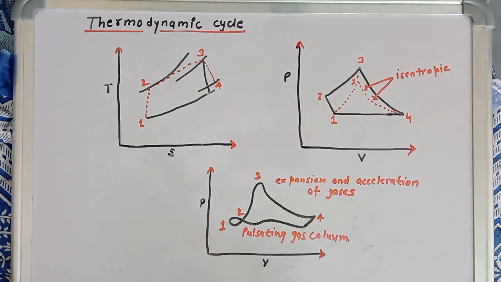And this is our PV cycle for the actual Pulsejet engine. Here, the process 3 to 4 is known as expansion and acceleration of the gases, and the process 2 to 4 is the pulsating gas column leaving the system.